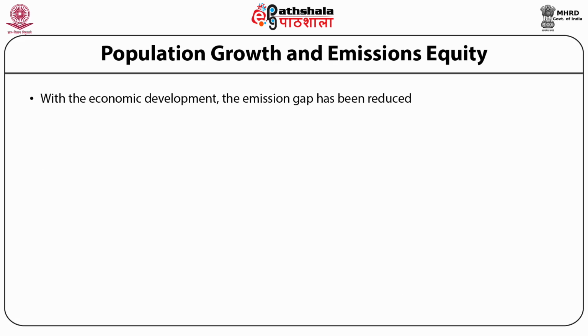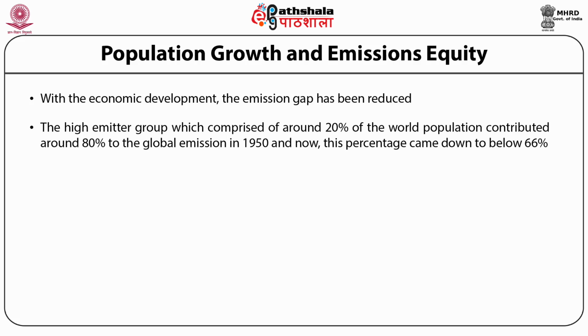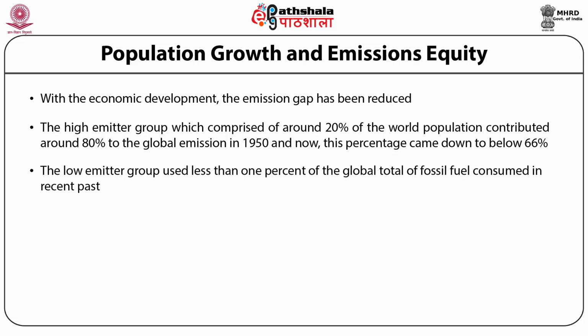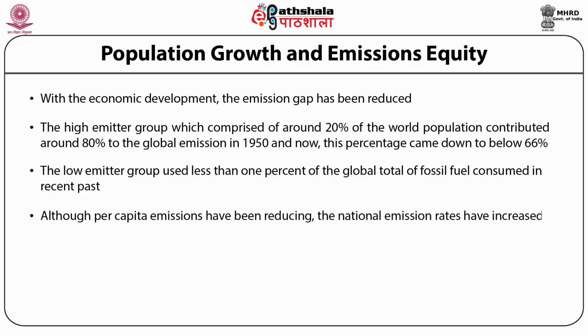With the economic development moving from the localized industrial regions of the developed world to the developing parts of the world, the emission gap has been reduced since the 1950s. The high emitter group, which comprised around 20% of the world population, contributed around 80% of the global emissions in 1950. Now, this percentage has come down to below 66%. The low emitter group used less than 1% of the global total of fossil fuel consumed in the recent past. This reflects that although per capita emissions have been reducing, the national emission rates have increased. The growing population makes the situation more worrisome.